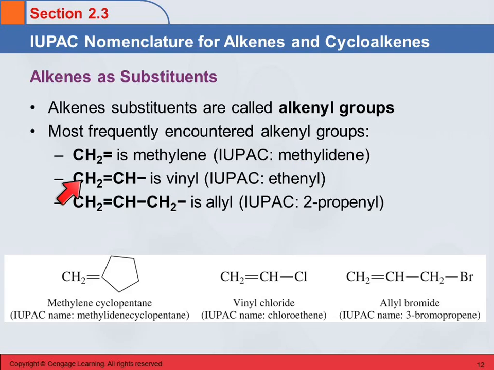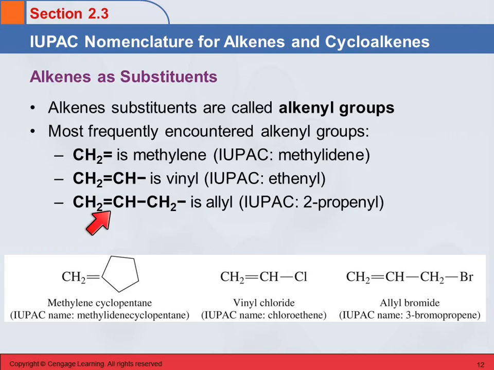This is vinyl, and its IUPAC name is ethenyl. And this is allyl. I don't know where they got that. The vinyl and the allyl, those are like coming out of nowhere. Sorry. They were calling them that before I was born. The IUPAC name would be 2-propenyl.